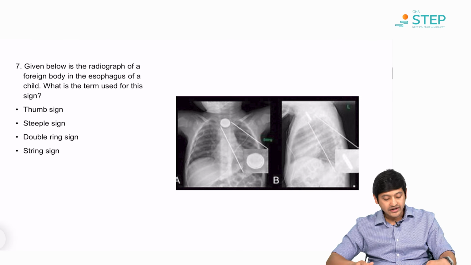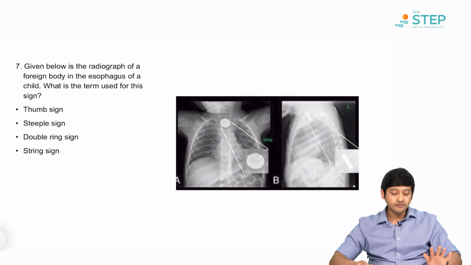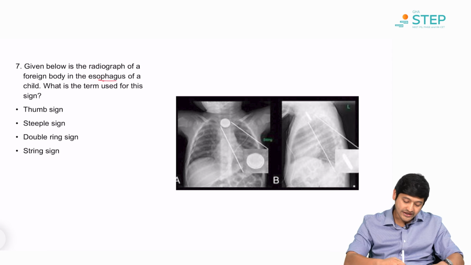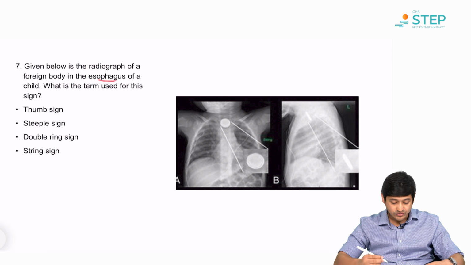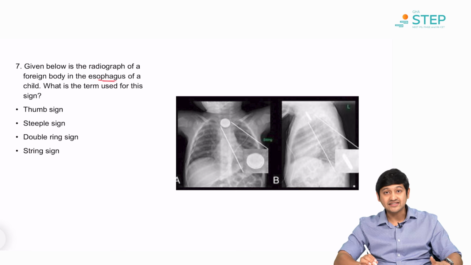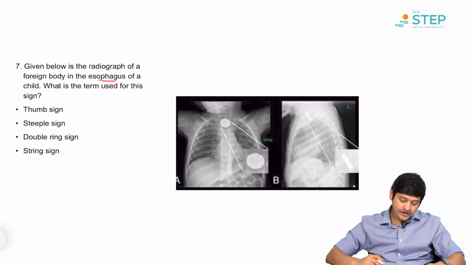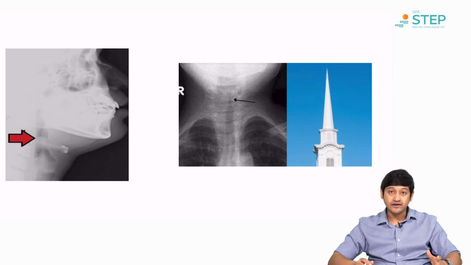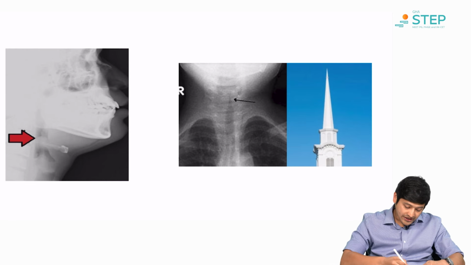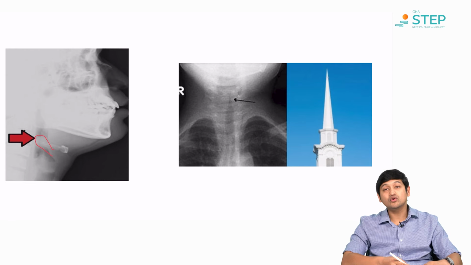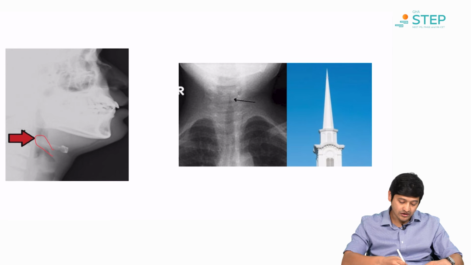You've been given a radiograph of a child who's swallowed a foreign body. So there is a foreign body in the esophagus. What term is used for this sign? Which of the following signs has been represented? When you look at the lateral radiograph in an adult with epiglottitis, you will get a bulky epiglottis that protrudes like a thumb. Alright, so this is called a thumb sign. This is a thumb sign that you see in epiglottitis.